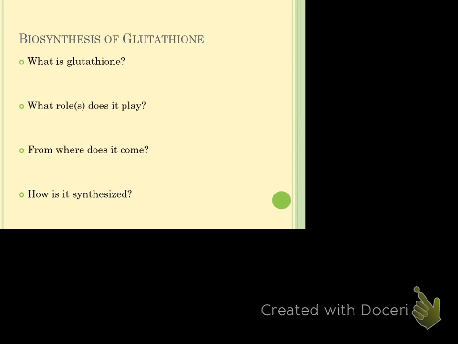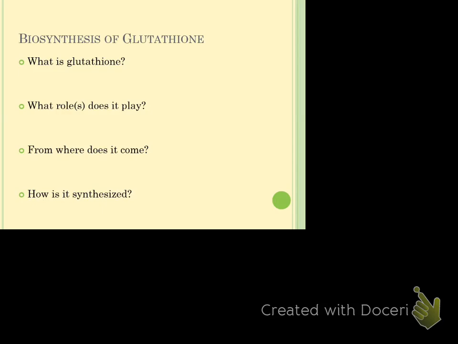Let me just double check how much is left on glutathione. So, next up is glutathione. The four questions I want you to know: first of all, what is glutathione? We talked about it briefly, not so much this semester, but really early on last semester. What roles does it play, from where does it come, and how is it synthesized?